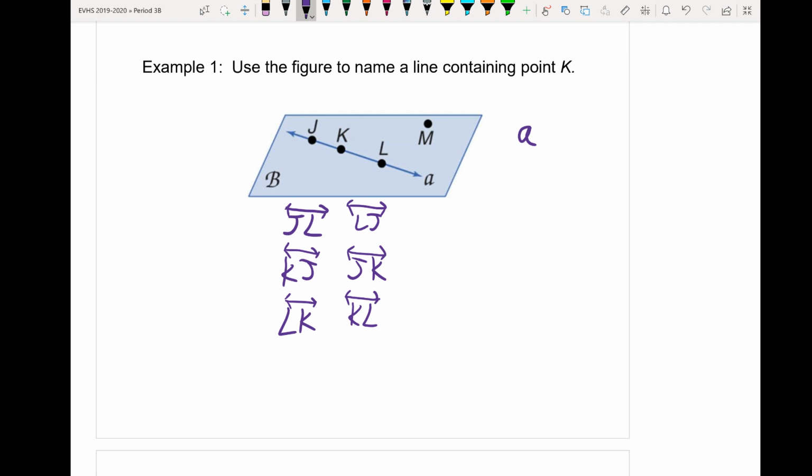There are two things on here you are not allowed to use, and that's the M and the B. The M because that's a point that is not on the line. I guess technically there is, in theory, a line that passes through those. However, it's not drawn on the figure, so we don't consider it. Also, the B because that's the name of the plane, so it does not work. Any questions on that?